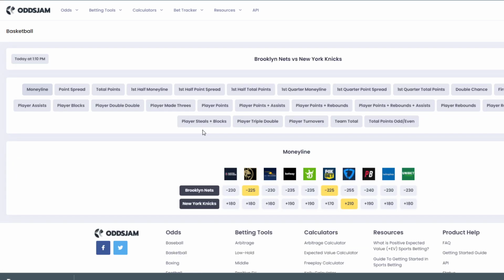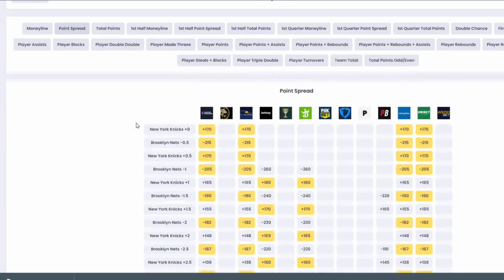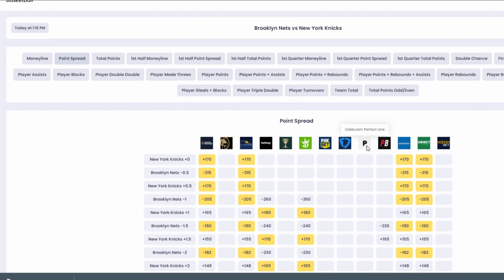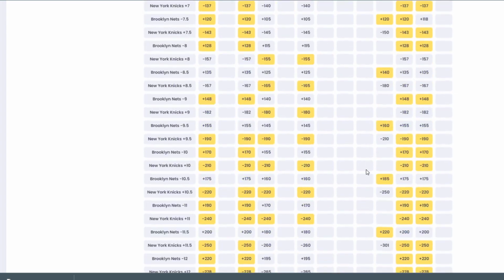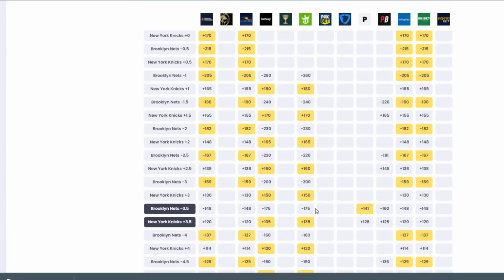So, there's the Brooklyn Nets game against the Knicks. We'll come over here. As you can see, we got the money line, spread. You can look at all this stuff however you want to bet this. So if we just look at the point spread, here's the Oddsjam perfect line, and then we can come down and look, and we're like, okay, Brooklyn Nets favored by 3.5. We're not getting anything there. It's minus 145 or minus 175 at DraftKings, and the perfect line says it should be only minus 141. So you're overpaying for that at the DraftKings prices. You wouldn't want to hit that. You'd want to hit something more like they have over here at Barstool at 148.